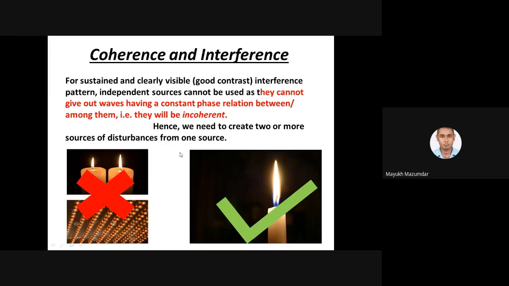Now how can I create this? The only choice is I have to take one source of light, and from there I have to create multiple sources of light. So this is the choice. Is it clear to anyone? Any doubt? Please ask. Okay, don't type, I can't look into the screen. Anyone having any doubt? Please put forward. No, sir.